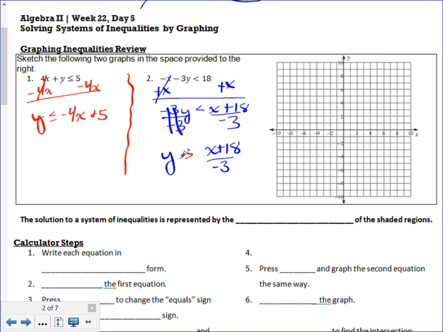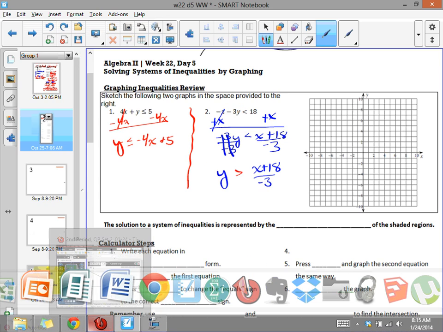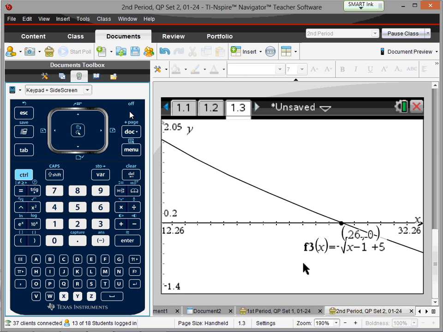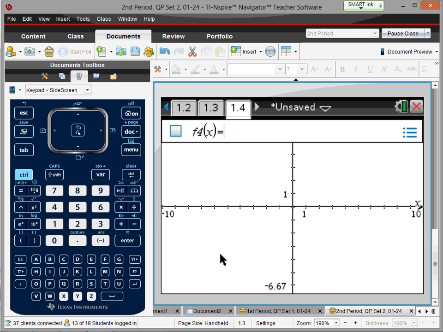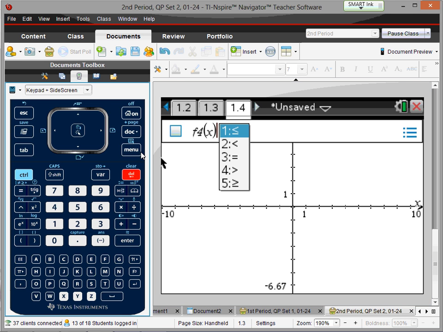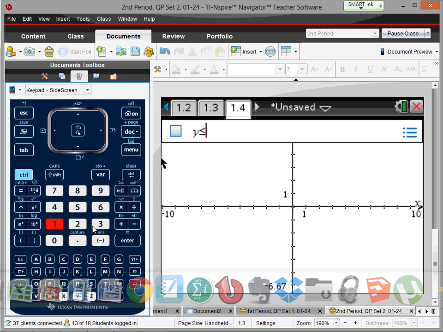Okay, let's graph these. So take your calculator, look at the graph. And the question is, how do you graph an inequality? Because it says equals. Press delete. So get rid of the equal sign. Press delete, and pick the correct one. Is it 1, 2, 3, 4, or 5? Is it 1? We're doing the first one, right? What was the first one? -4x plus 5?